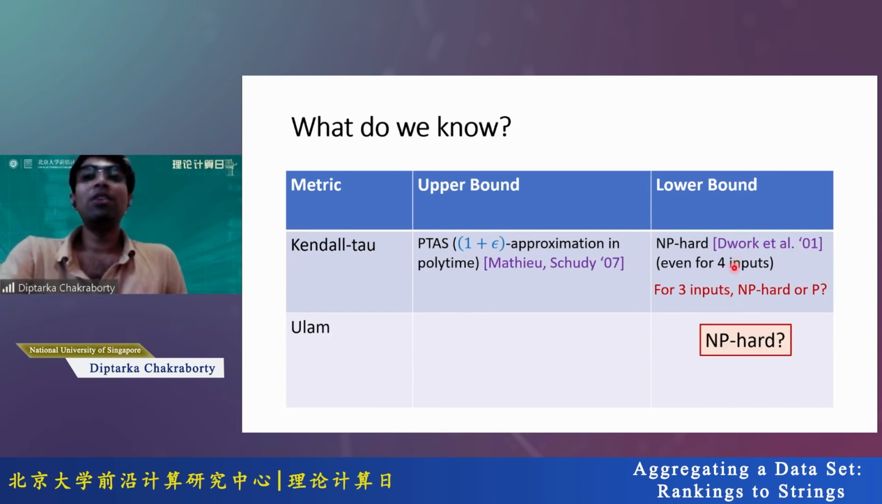But the story is more elusive in the case of Ulam distance. For Ulam, we actually don't know whether it is NP-hard or not. I believe that it is NP-hard, but I just don't know any reduction. So maybe one of you can try to come up with a reduction and see whether it is NP-hard or not. Of course, there is also a possibility that it is in P, and then you are also welcome to come up with a polynomial time algorithm.